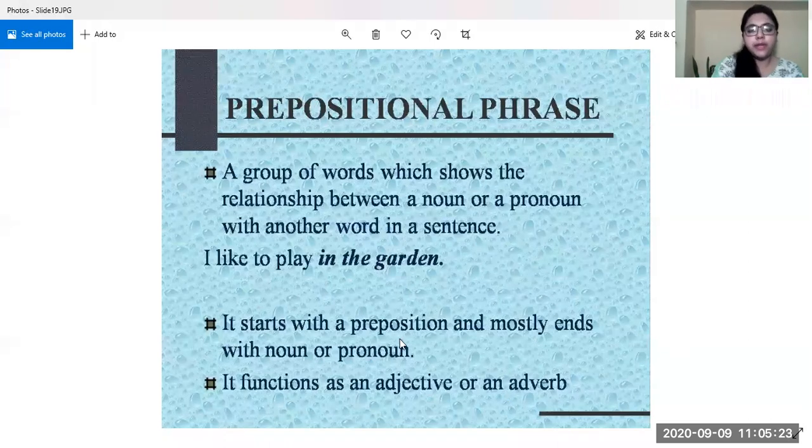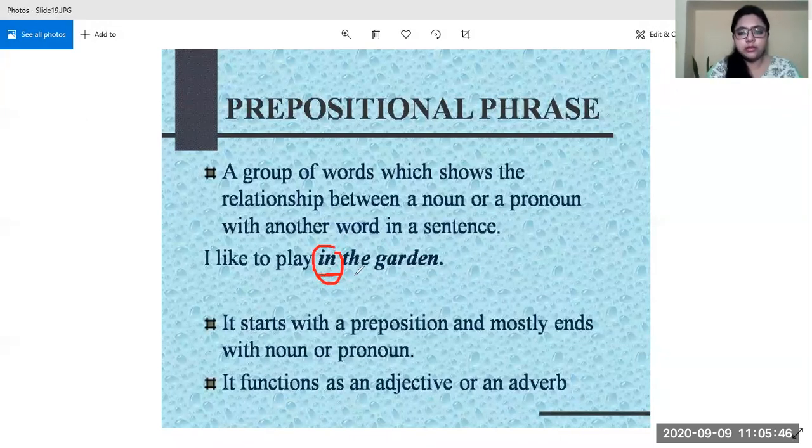I like to play in the garden. So this "in" is bringing in the relation between "I like to play" and where I like to play: in the garden. So "in" is establishing the relationship. Therefore, it is a preposition.